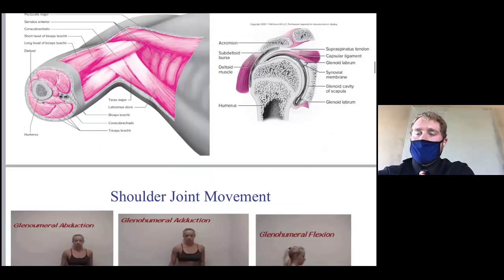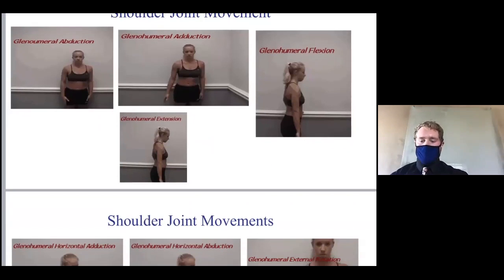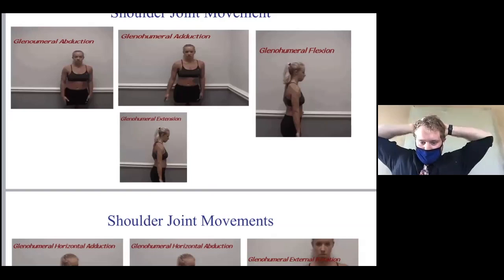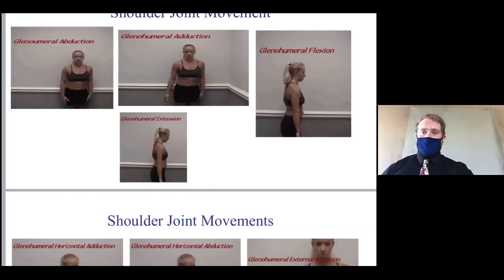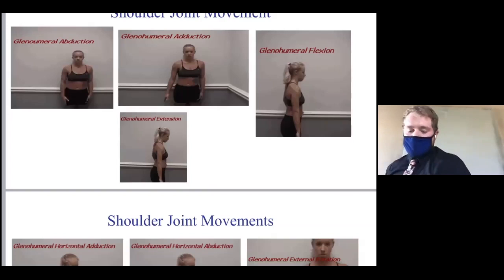All right, so here are the shoulder joint movements. You have abduction, where basically it's an upward movement towards your head. Then you have adduction, which is the exact opposite, where you go back down. You have the flexion, which goes in front of you, so you'll be moving your arms this way. And then you also have the extension, which is where your arm goes straight back.